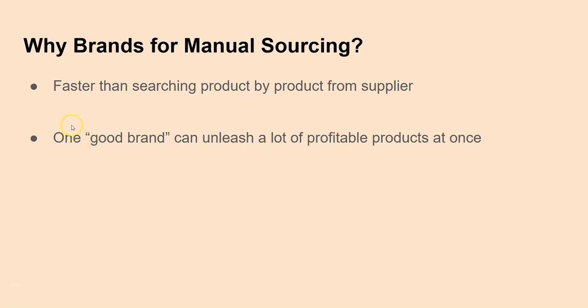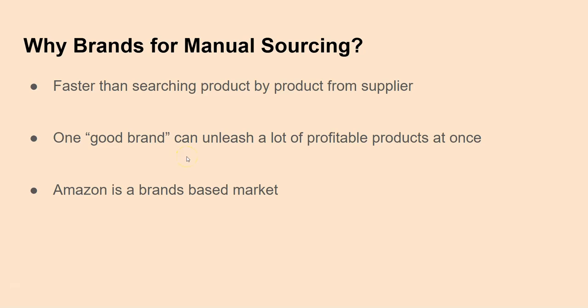Another reason is that one good brand can actually unleash a lot of profitable products all at once. Meaning, if you find a brand that has certain qualities that tend to be profitable on Amazon, then you're going to find multiple products, since brands include many different products under that one brand, right?